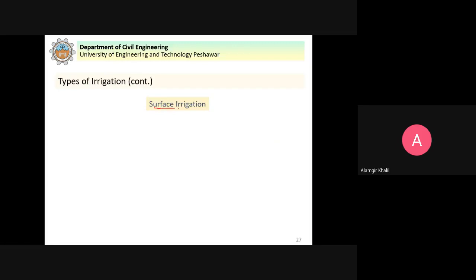So that is subsurface irrigation. Now, surface irrigation can be divided into flow irrigation, that is, the flow occurs due to gravity in open channels. And it can be lift irrigation, where the water is lifted by mechanical means, for example, pumping, the water that we pump from wells, tube wells. So that is lift irrigation.